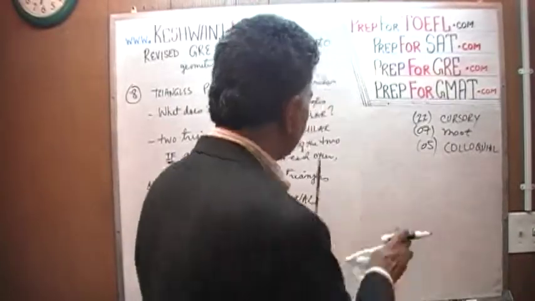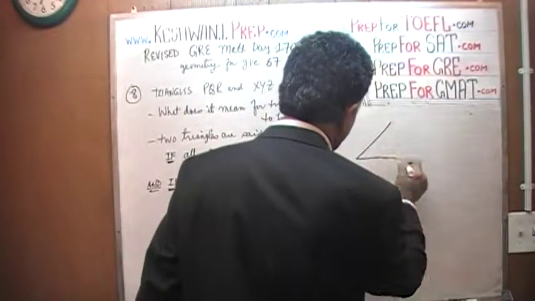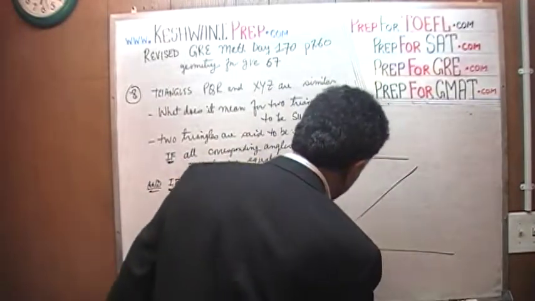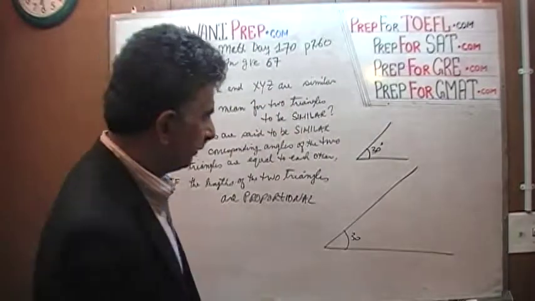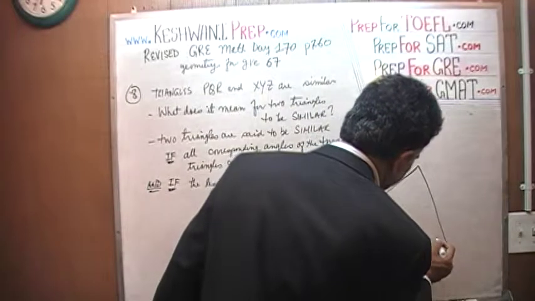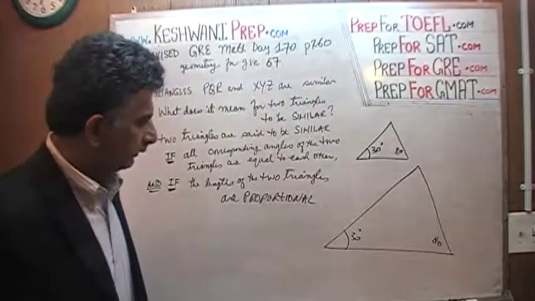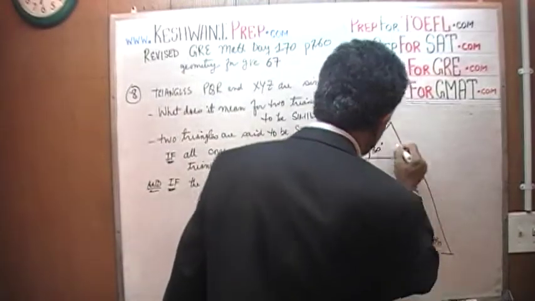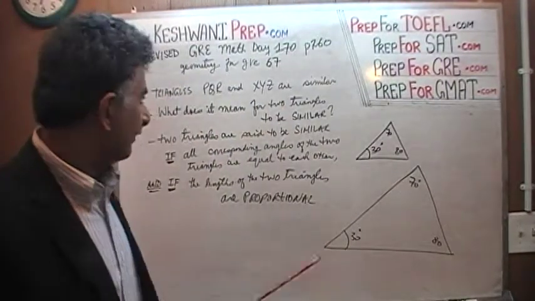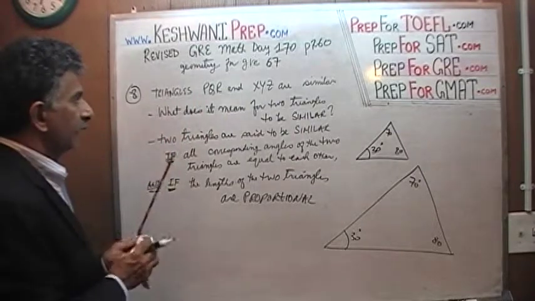Let's draw two similar triangles. This is 30 degrees, and this is 30 degrees. Let's say that this is 80 degrees, and this is 80 degrees. So that's 110, so this must be 70. This is 70 degrees, and this is 70 degrees. As you can see, these triangles are of different sizes, but two triangles are said to be similar.